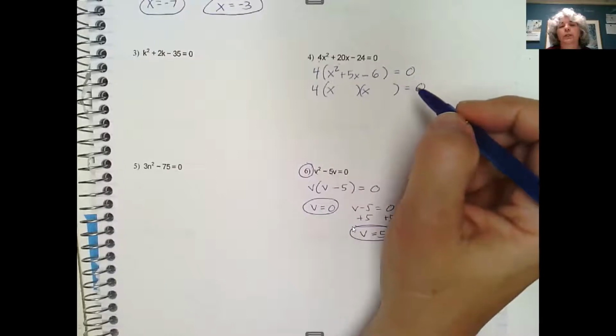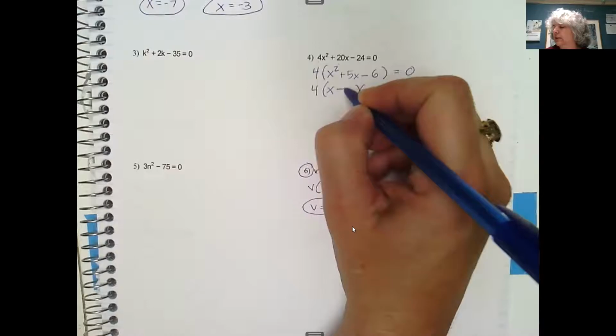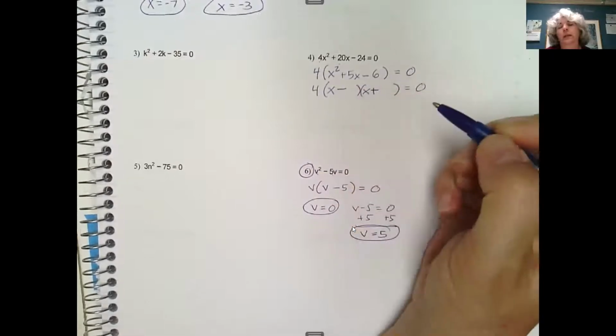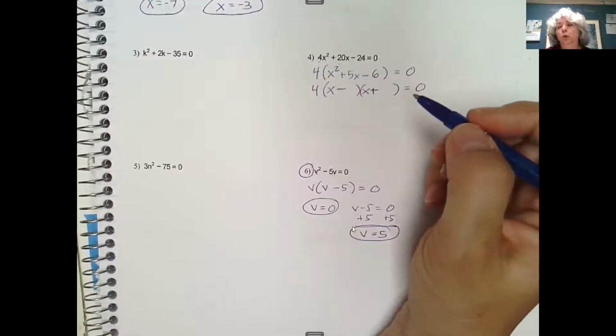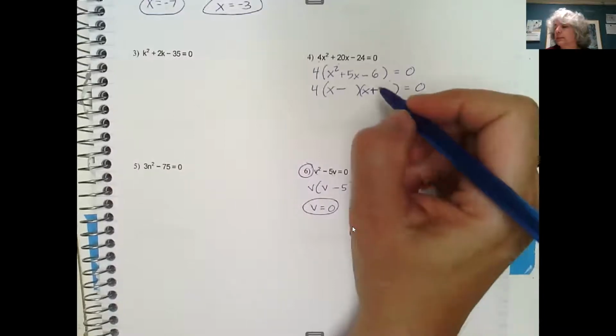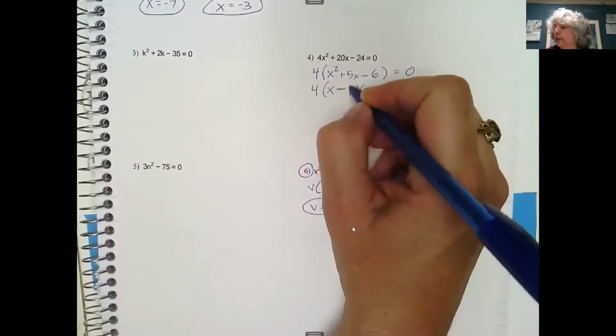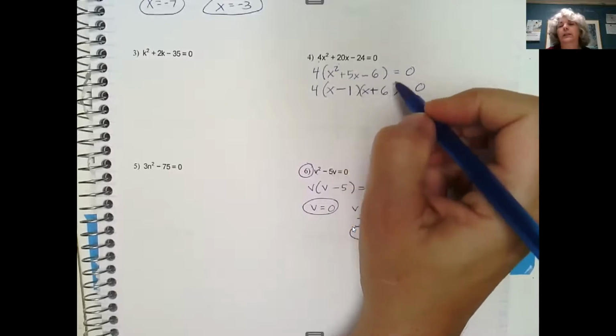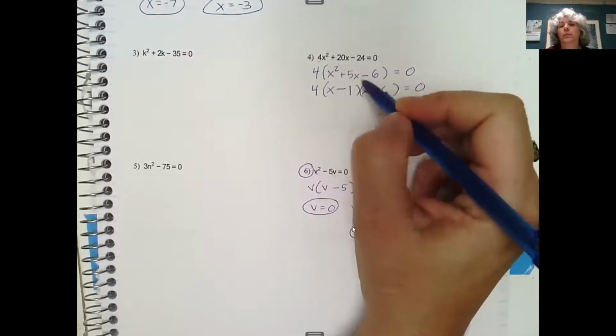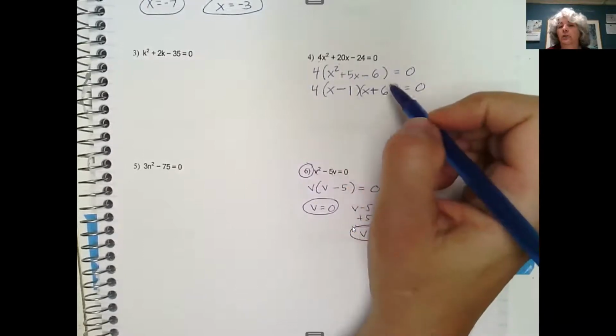Two numbers that multiply to give me a -6. One has to be negative and one has to be positive in order to get a negative answer. And I know that 6 and 1 would work. If I put the 6 to be positive and the 1 to be negative, they're going to multiply to give me -6, and they're going to add to give me a +5. Okay, so I've checked it.